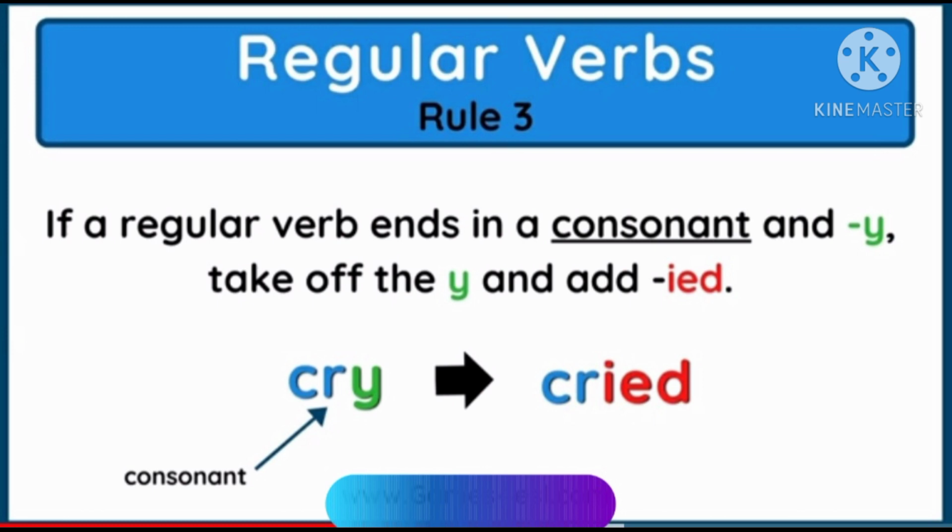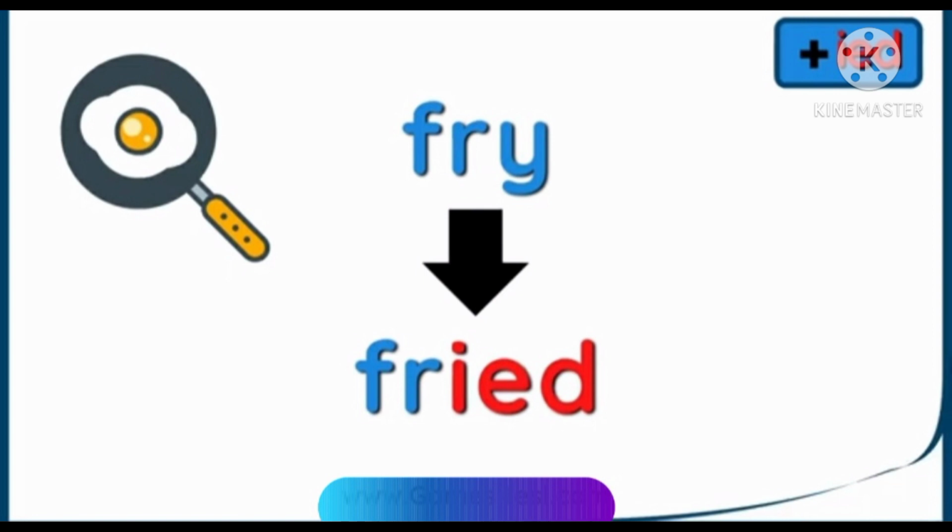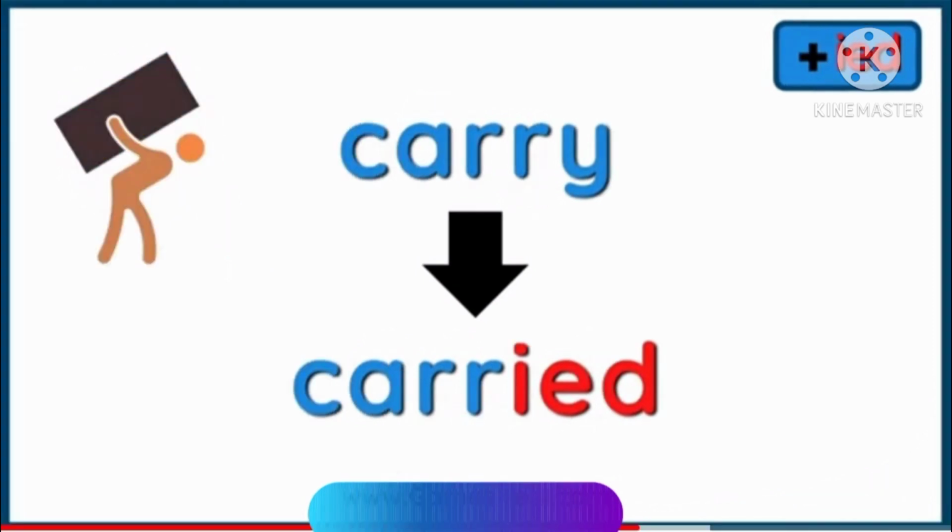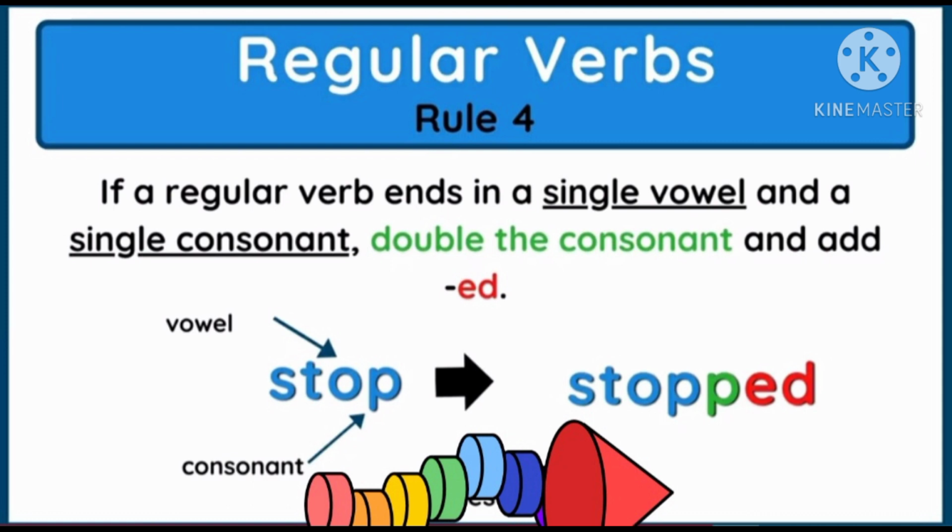Second example you can see is fry. The base form is fry, where you have to remove Y and add IED, which becomes FRIED, fried. Third example we will take is carry. The base form is carry, C-A-R-R-Y, where you can see there is a consonant before Y. What do we have to do? You have to remove Y and add IED. That will become CARRIED, carried.